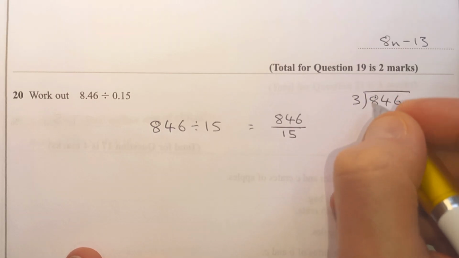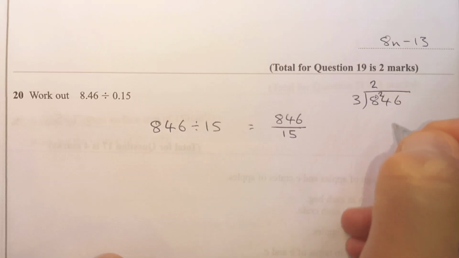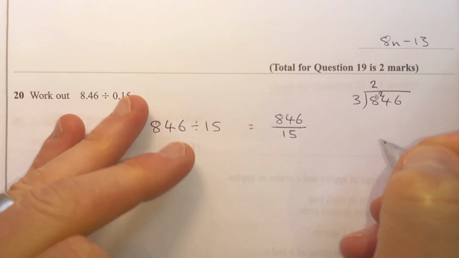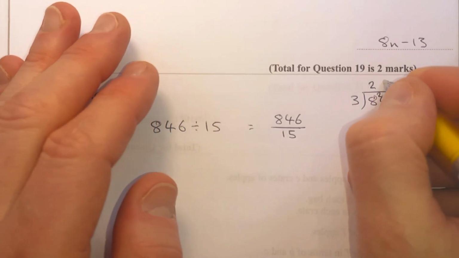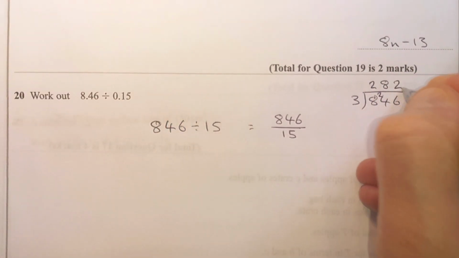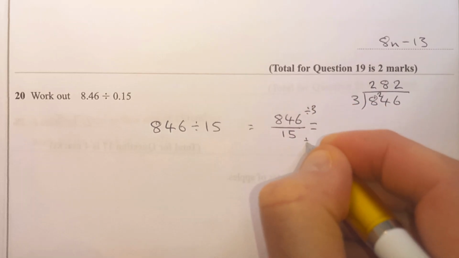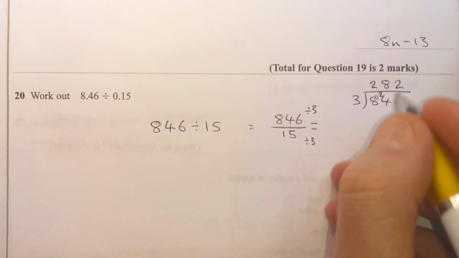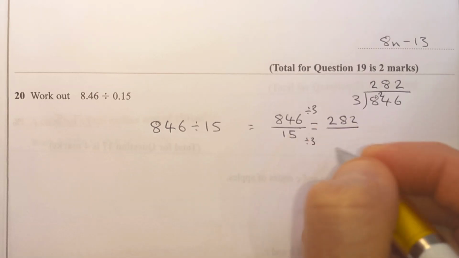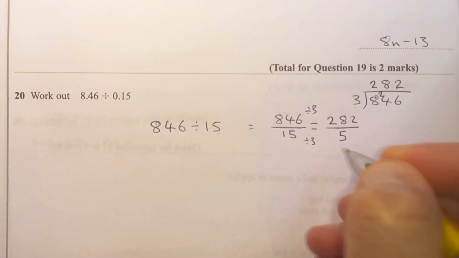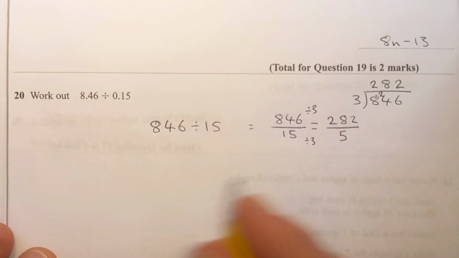So 3 goes into 8 twice with 2 remainder. 3 into 24, 3, 6, 9, 12, 15, 18, 21, 24. That's 8 times. And 3 into 6 goes twice. Right, so we can divide top and bottom by 3. So we can simplify this to 282, and 3 into 15 goes 5 times. Now we've got 282 divided by 5.